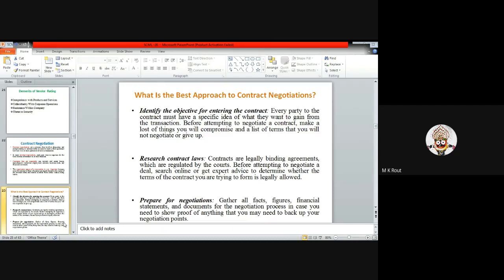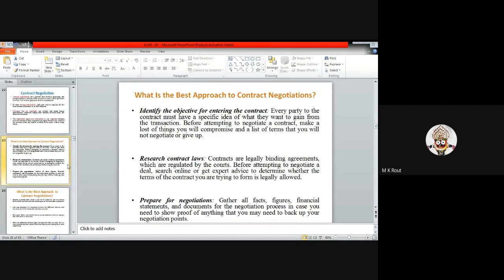Second one is research contract law. The third one is prepare negotiations. In case of identification of these particular things, starting from identify the objectives. Suppose you go for contract negotiation of a particular machine, and that machine is provided by the government of India in case of lease. For example, in case of stone crusher lease, the government allows it for 15 years.